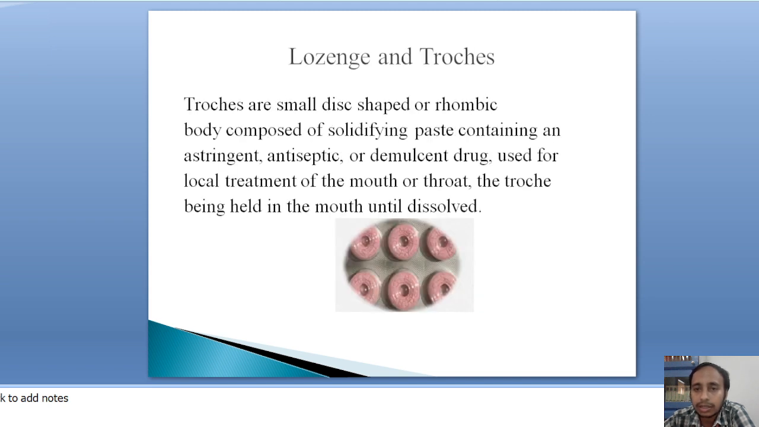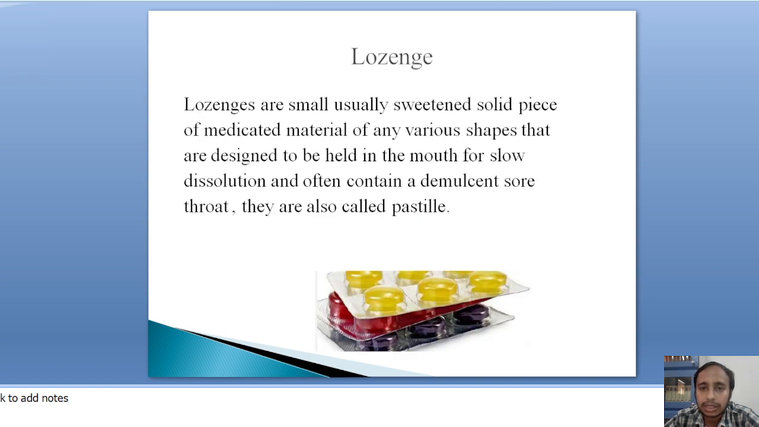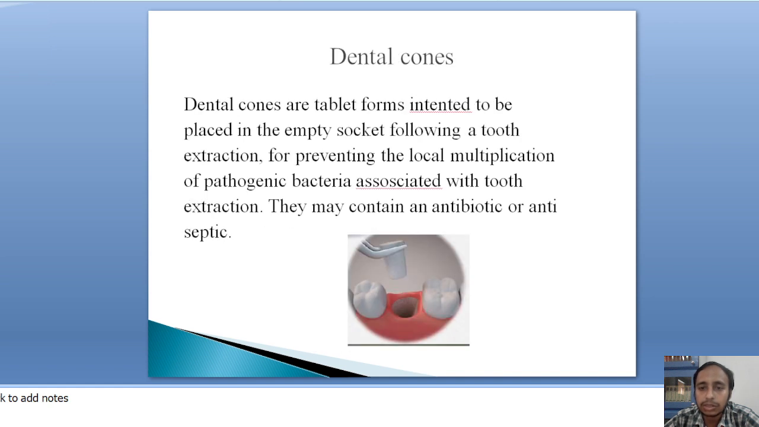And then lozenges and pastilles. These are sugar materials and mostly used for mouth problems, like sometimes pain, dental pains, then throat pains, throat irritations. So this type of medicine can be prepared using lozenges and pastilles. Next is lozenges. Then dental cones, which are placed in your dental cavities.